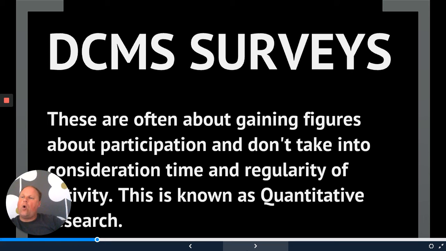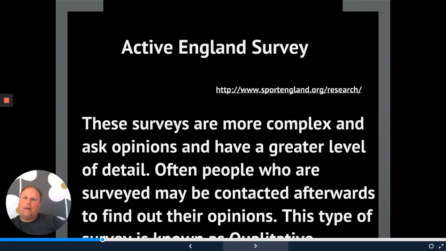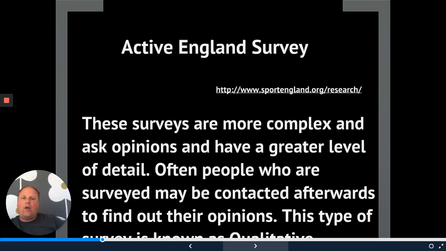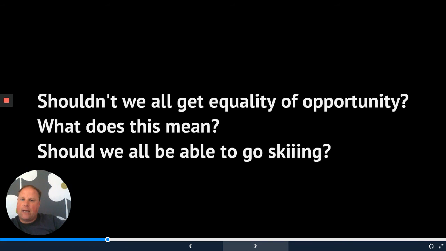That's called quantitative data. However, Active England may ask for qualitative data. They also want to know things in a greater depth. So their surveys are more detailed. They're going to have more wording involved. They might want to find out your opinion. Why don't you take part in sport? And the phrase that we're looking for when we look at these types of surveys is qualitative data. Qualitative data.